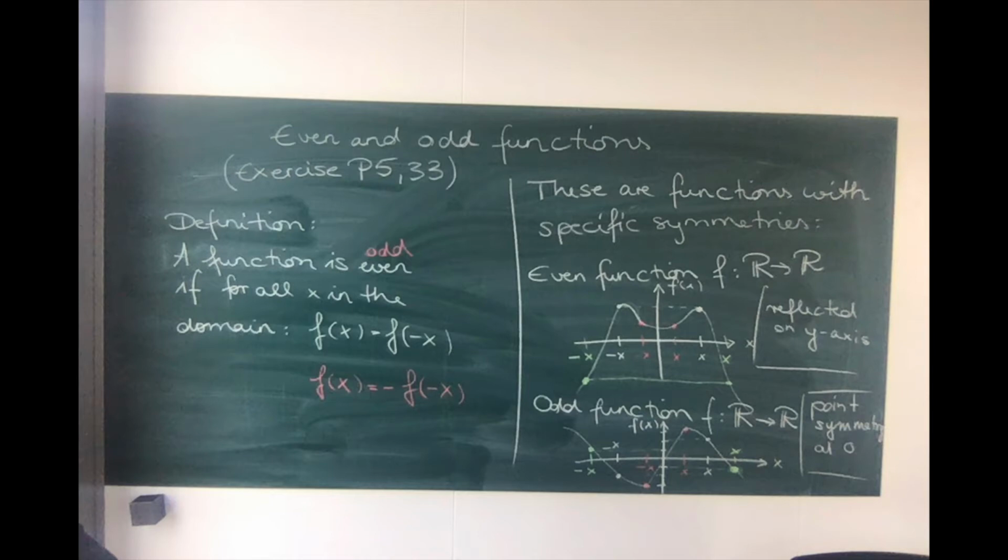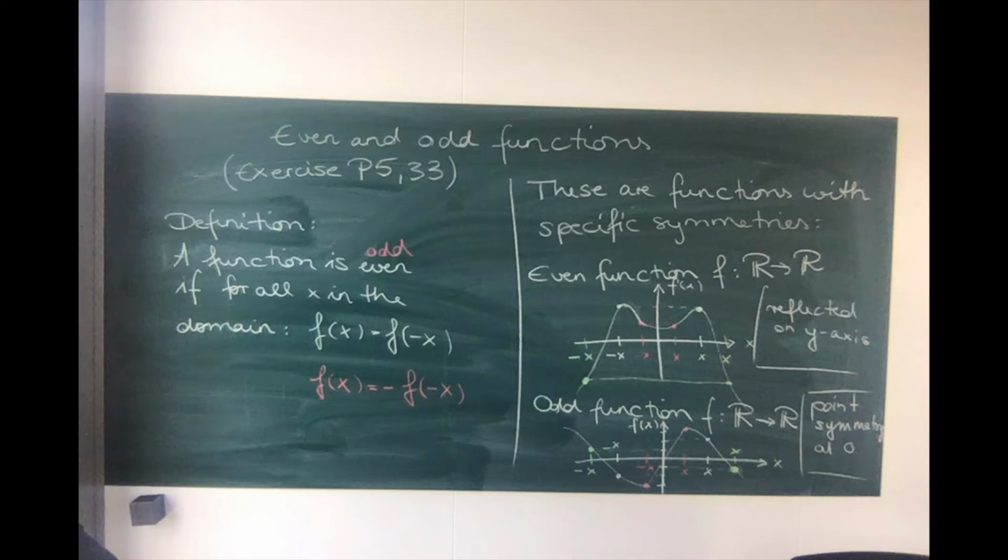Definition: a function is even if for all x in the domain, so for whatever x the function can take, the function value at the point is the same as the function value of the negative of this point. f of x equals f of minus x.